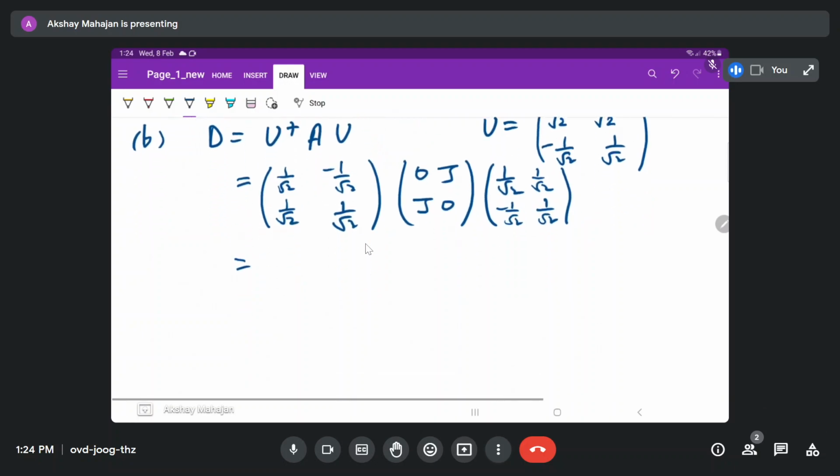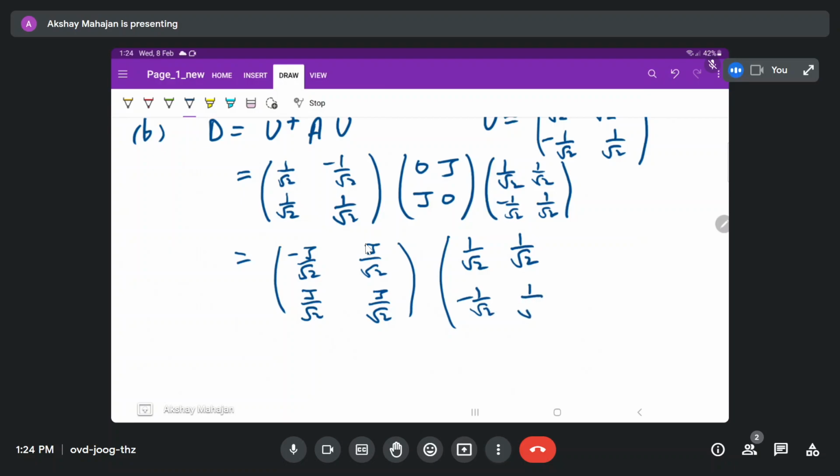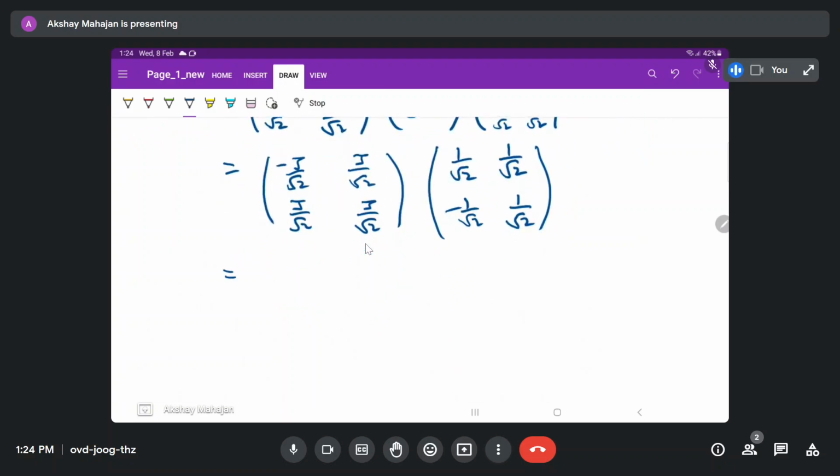Right. So if we do this calculation, multiplying first row into first column, we get minus j by root 2, and this will be j by root 2, this will be j by root 2, and this will also be j by root 2, times 1 by root 2, 1 by root 2, minus 1 by root 2, and 1 by root 2. Again multiplying first row with first column, minus j by 2, minus j by 2, we get minus j. First row into the second column, minus j by 2 plus j by 2, 0. Second row into the first column, j by 2 minus j by 2, 0. And second row with the second column, j by 2 plus j by 2, j. So this is our diagonal matrix D.